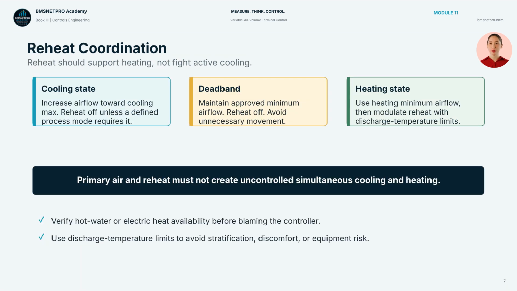Reheat should usually remain off during cooling and deadband states. In heating state, the sequence may reduce cooling airflow toward a heating minimum and modulate reheat to maintain the heating set point. Discharge temperature limits may be needed to avoid stratification or occupant discomfort. If reheat is active during cooling demand, the terminal may be wasting energy or fighting the air handler. Verify the state, airflow, reheat command, and actual heating availability.